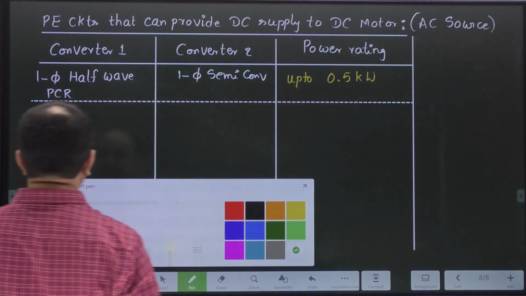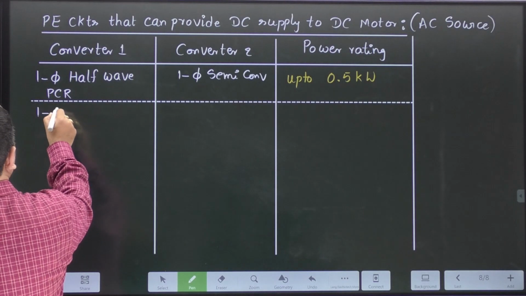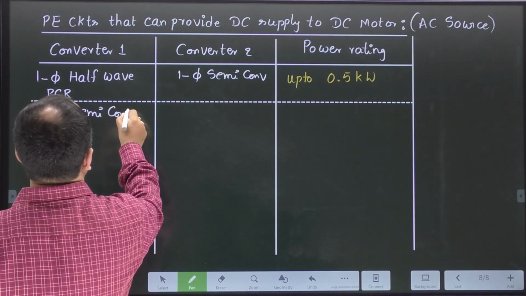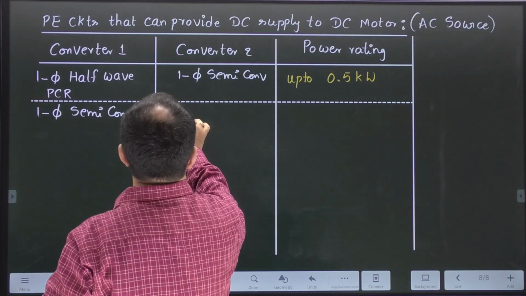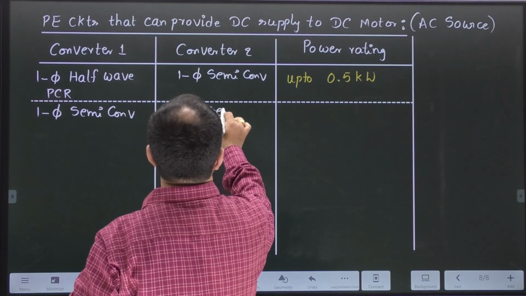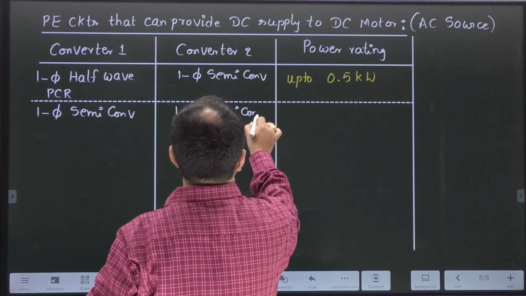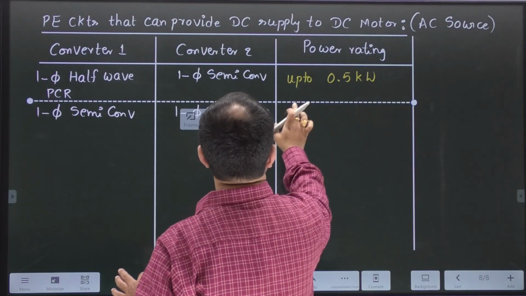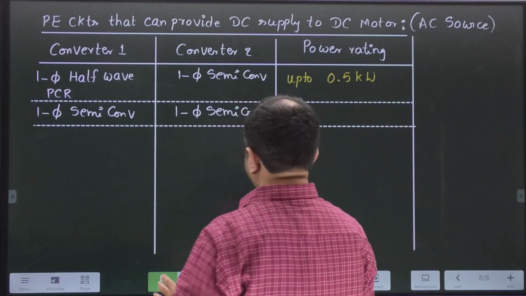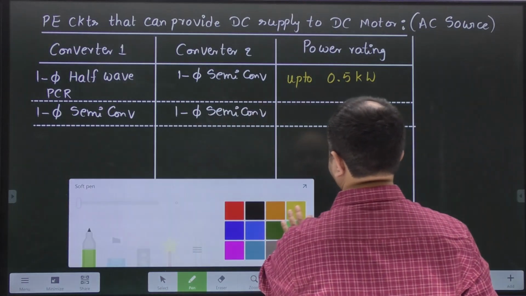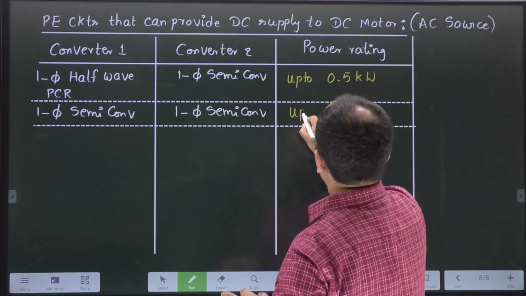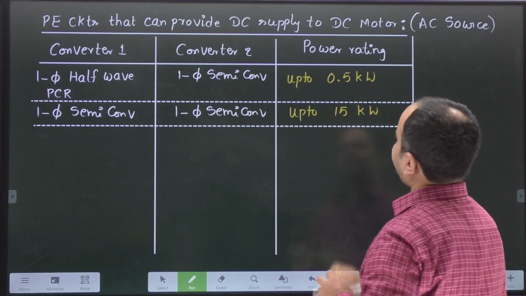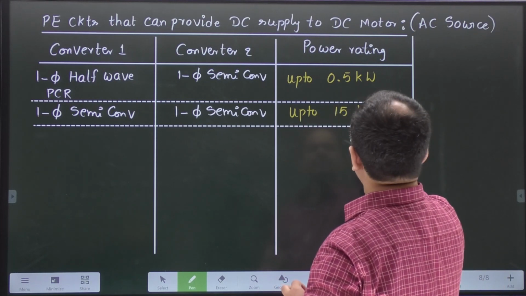Now the second combination is in the armature side, single phase semi converter, field side also single phase semi converter. Okay, field side also single phase semi converter. This combination can be used up to power rating of 15 kilowatt. Okay.